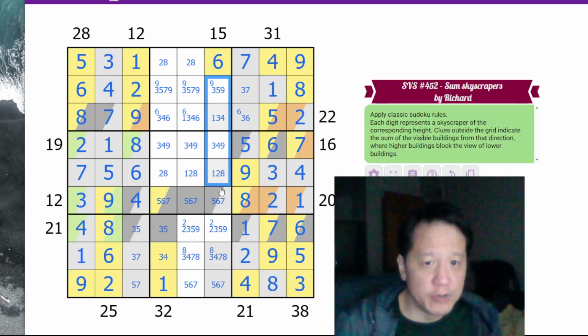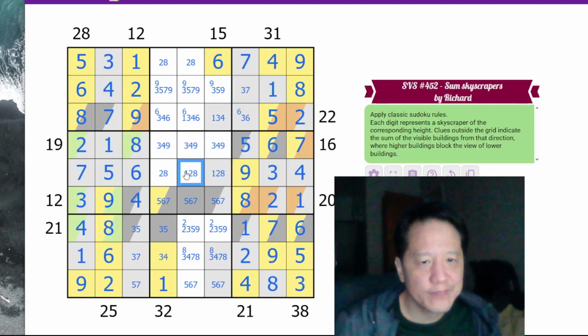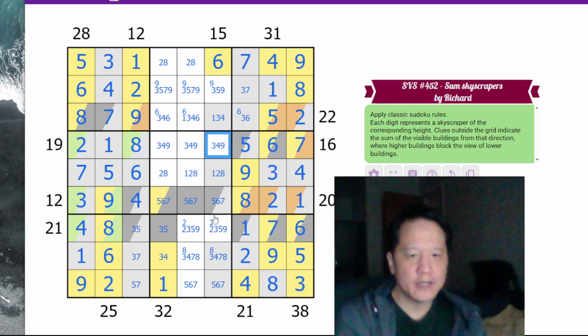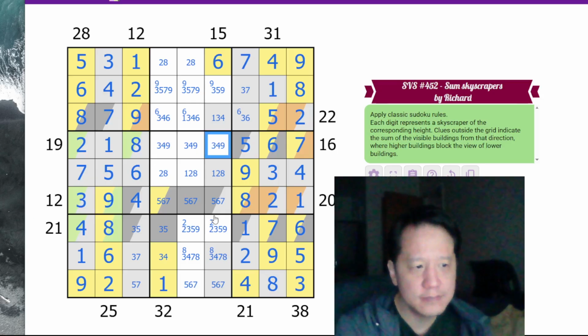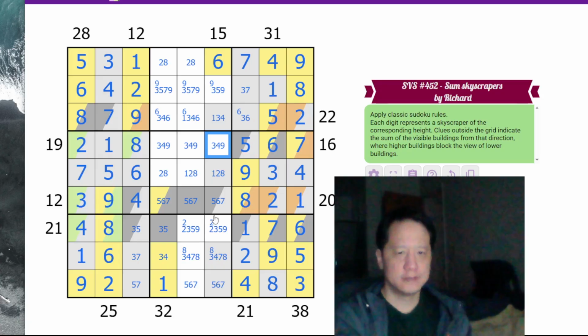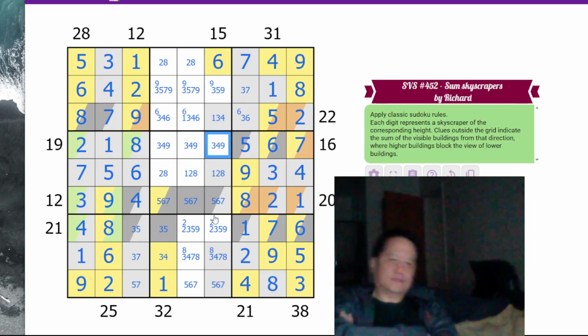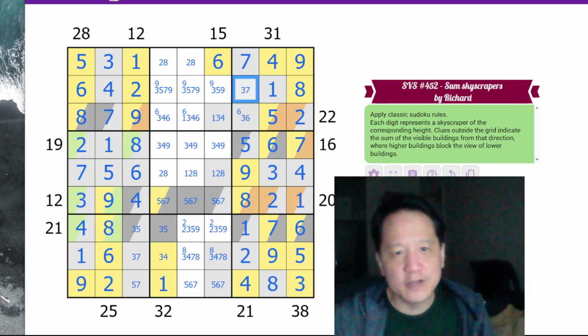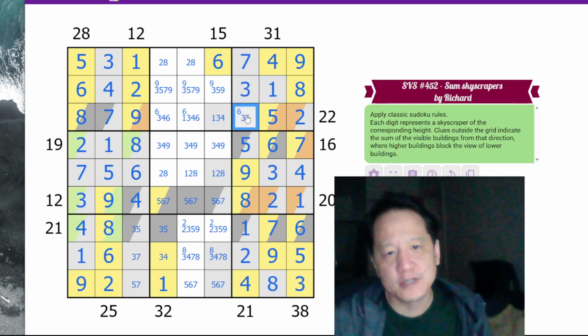It still could be 1 through 5 here. Okay. Right, so... Oh boy. Oh, 7 eliminates 7 here. So this is not 7, this is 3. This can't be 3, this is 6.